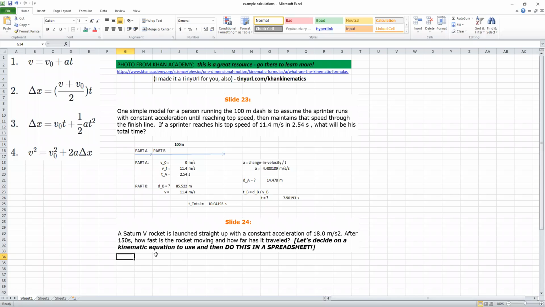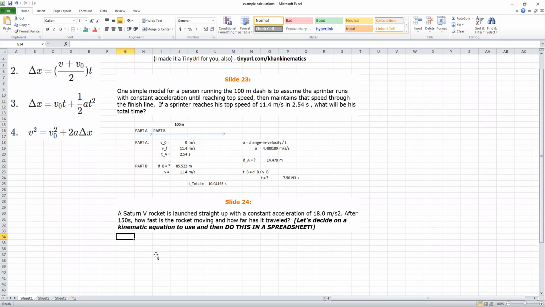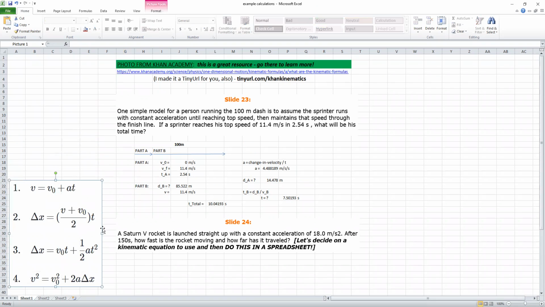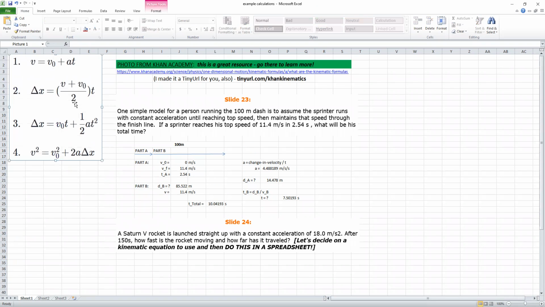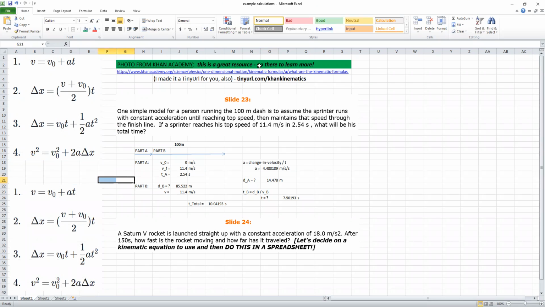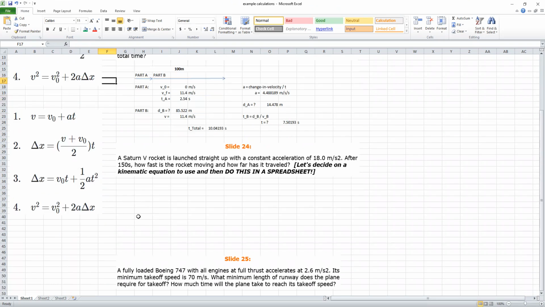All right, moving on. So now we have the Saturn V rocket. I'm going to move this down for you. In fact, I'll keep it here and I'll just keep moving. By the way, I took that from Khan Academy. I'm sure there's lots of different versions out there, but I made it a tiny URL in case you're interested, Khan Kinematics. tinyurl.com/Khan Kinematics.